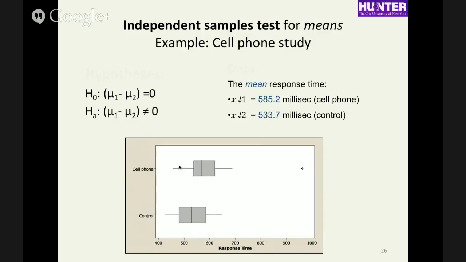In this case, too, the control group, it's the people who are driving without the cell phone? Yeah, control group is the people driving without a cell phone.